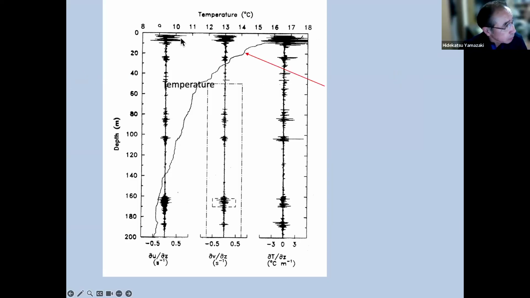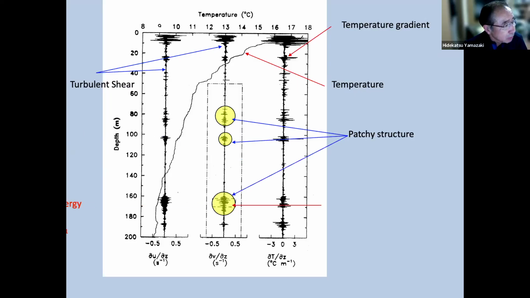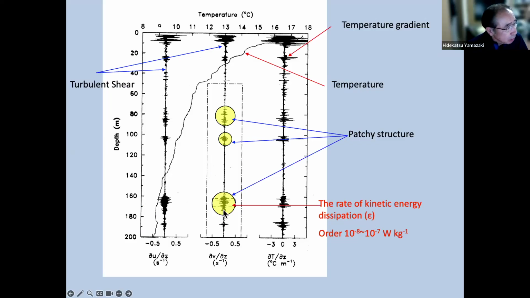So this is one typical signal from the microstructure profiler. This is temperature, this is the shear, and this is the temperature gradient. And these are called patchy structure, turbulent patch. And the rate of kinetic energy dissipation, this is something we have to deal with. Below the surface mixed layer, we see these patches. Dissipation is somewhere around 10 to the minus 8 to 10 to the minus 7.